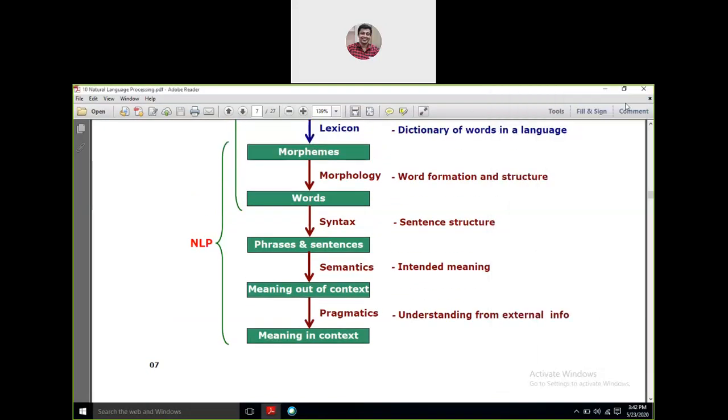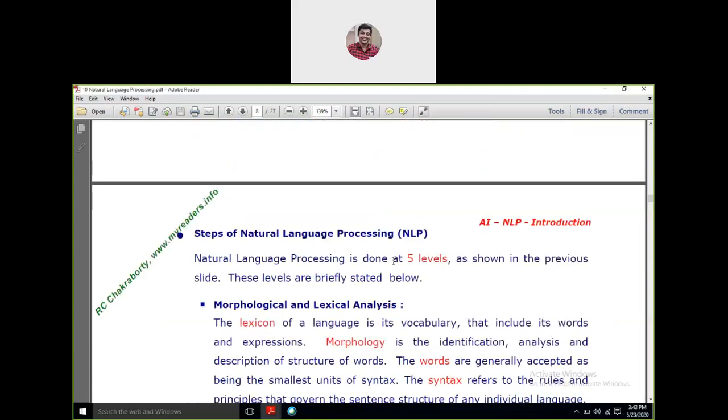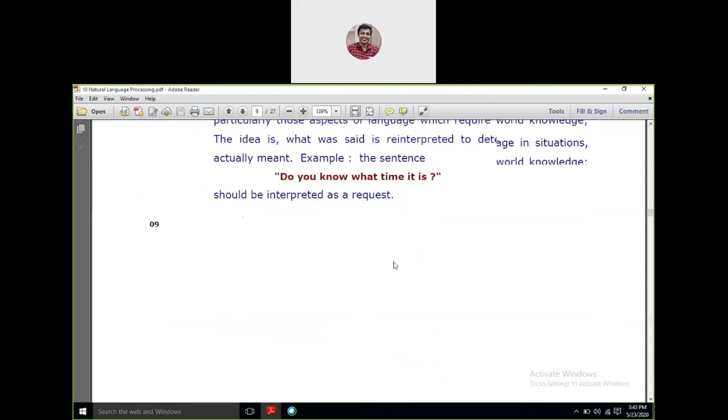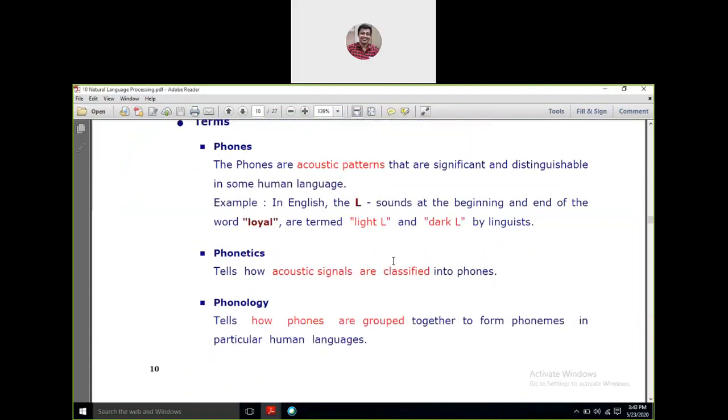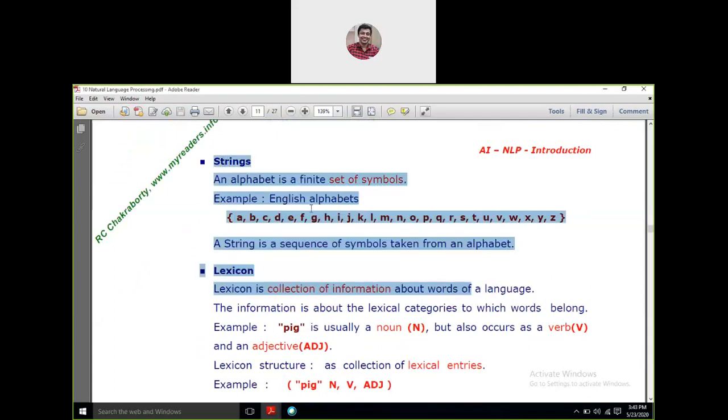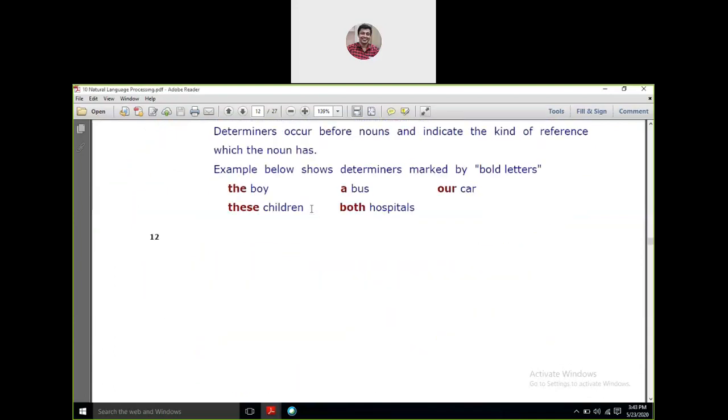Now let us start from here. We do have this processing part, which we have seen here. We do have the discourse integration, pragmatic analysis. Then we have certain terms like what are phones, what is phonetics, what is phonology. These things are there. You have to just go through all of them.